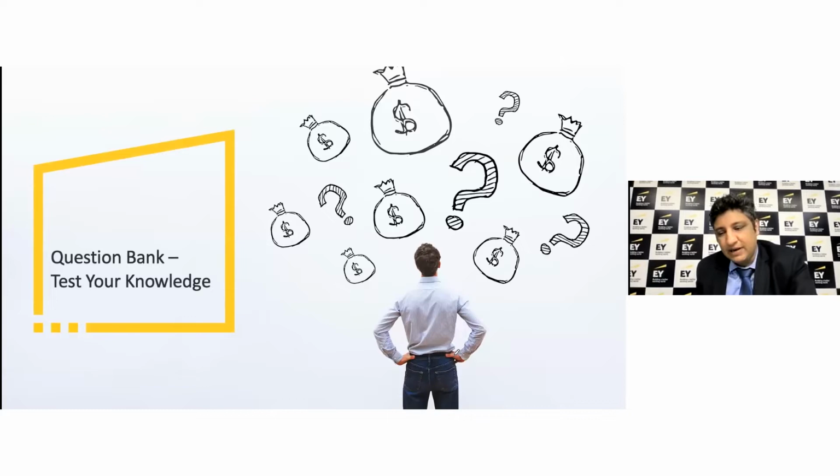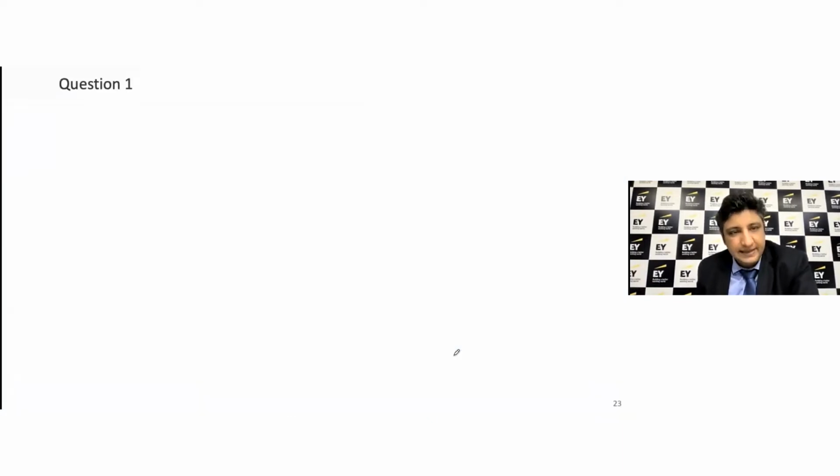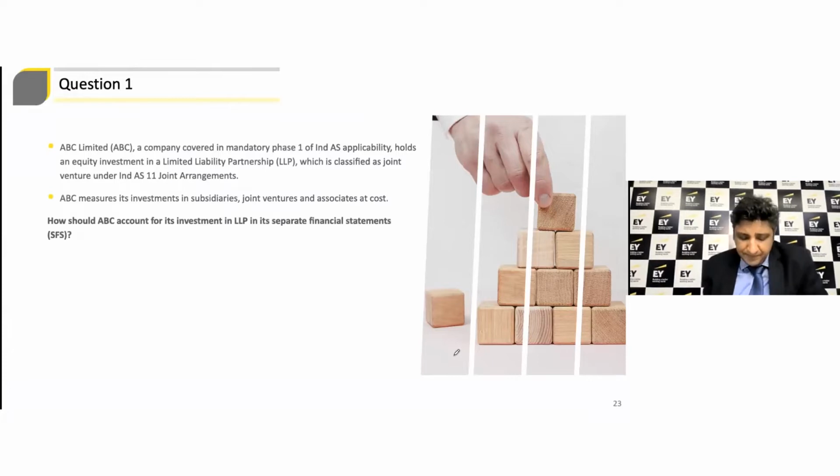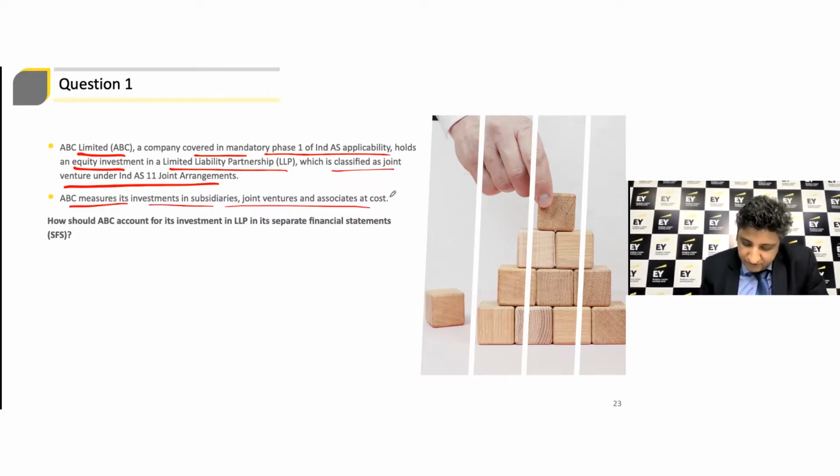What I would like to cover also is the questions that we have from this particular topic, to apply our knowledge on the concepts that we have learned so far. Okay, let's have a look at those. It says that ABC Limited, a company covered in mandatory phase one of Ind AS applicability, holds an equity investment in an LLP, which it classifies as a joint venture under Ind AS 111, which is joint arrangement, and it measures its investment in subsidiary, joint venture, and associates at cost. The question is, how should it show its investments in the separate financial statements?